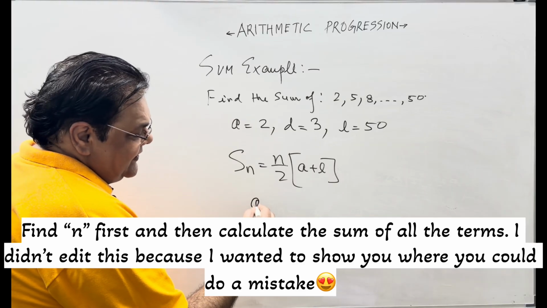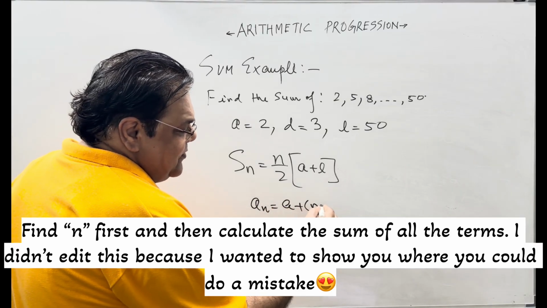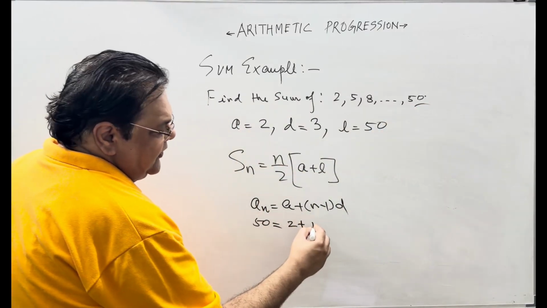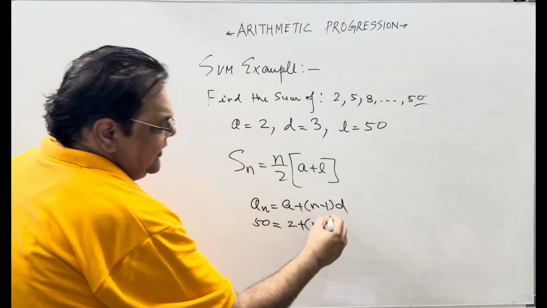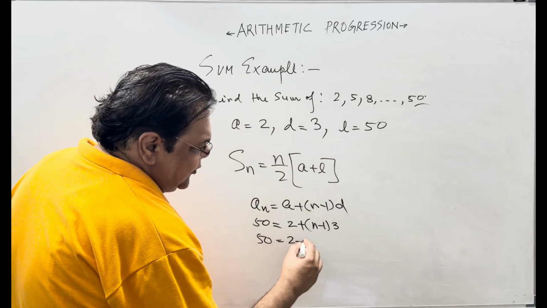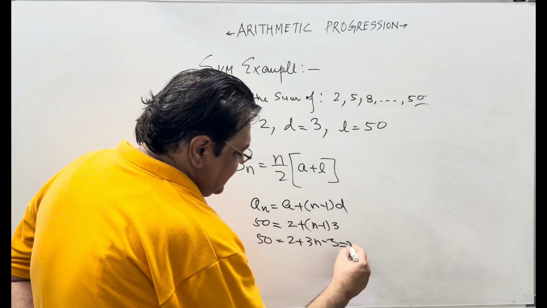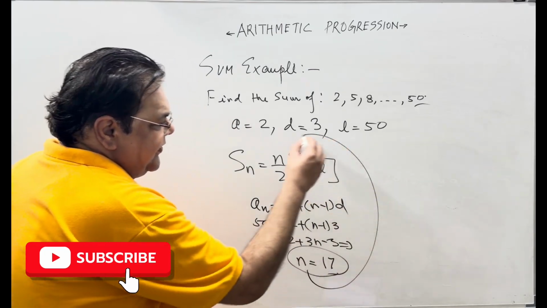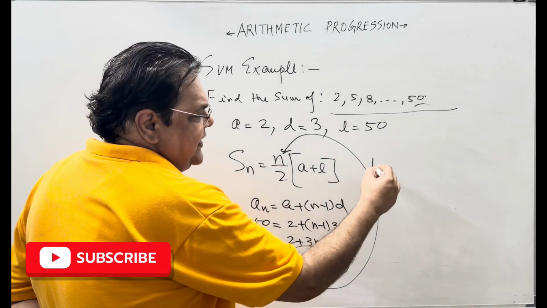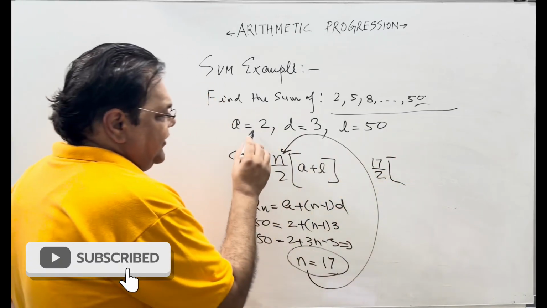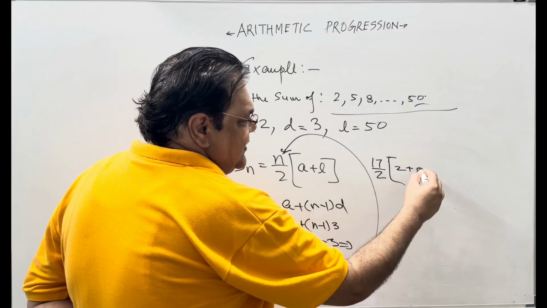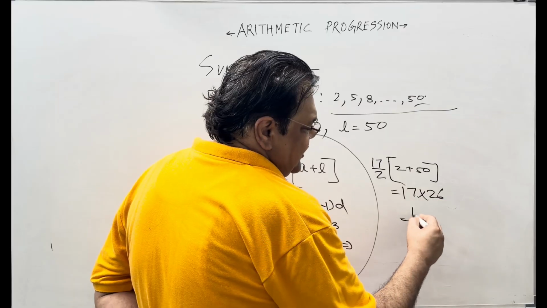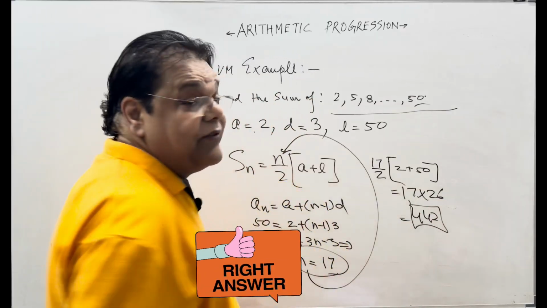So we can write an is equal to a plus (n minus 1)d. The nth term is 50, the first term is 2, the number of terms we don't know, and d is 3. You solve this: 50 is equal to 2 plus 3n minus 3, which implies n is 17. Use this 17 here. So what do you get? n is 17, so 17 by 2, the first term is 2, the last term is 50. If you solve this, you get 17 into 26, that is equal to 442. And that's the right answer.